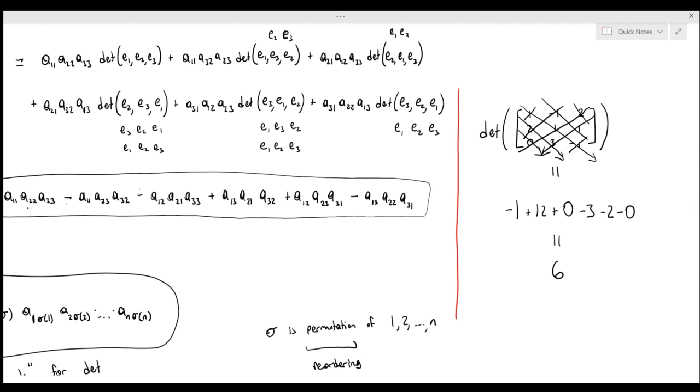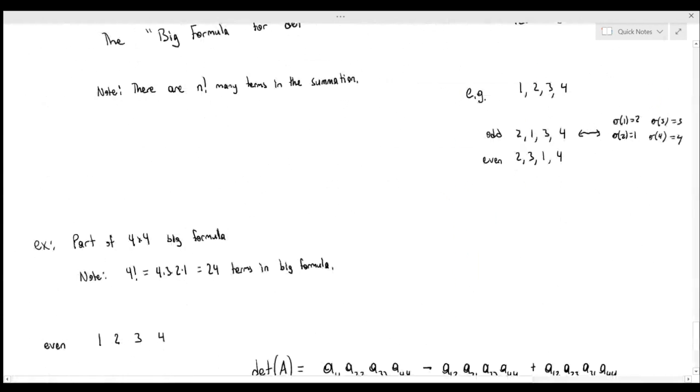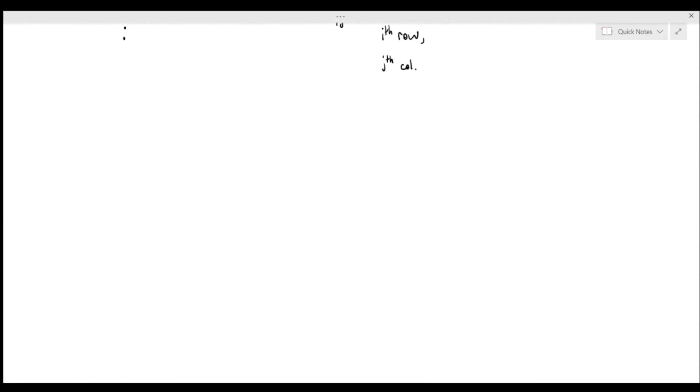All right, so any questions about how we got the determinant of that 3x3 matrix using the big formula? Yeah, okay. Because the big formula is so big, we don't necessarily use it often for computing determinants. So let's talk about some other ways that we can compute determinants.